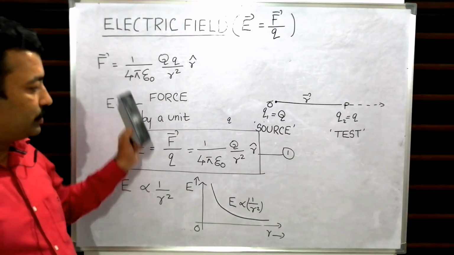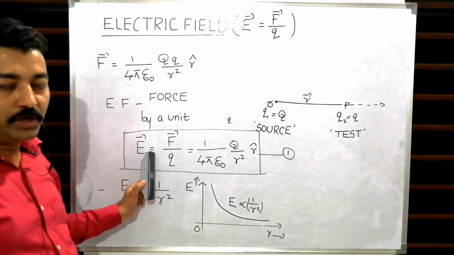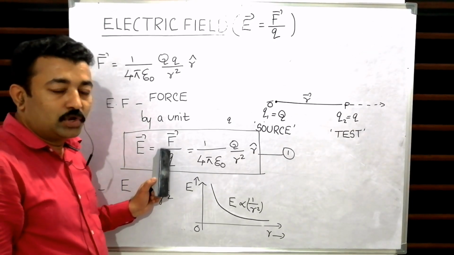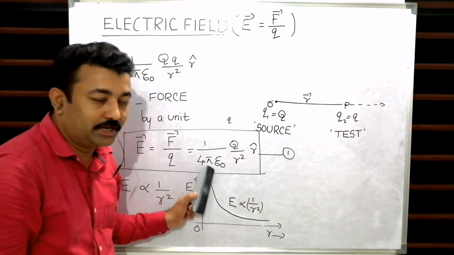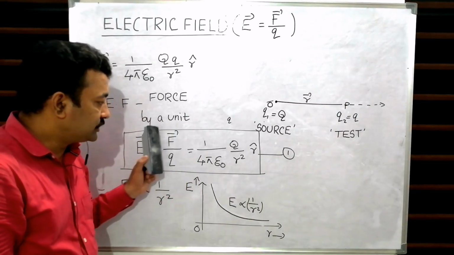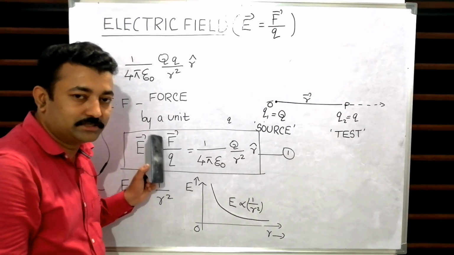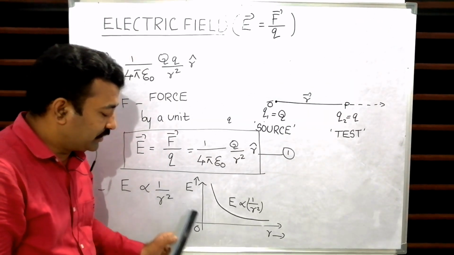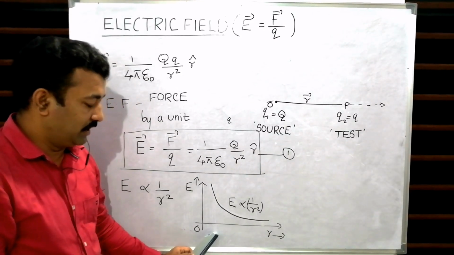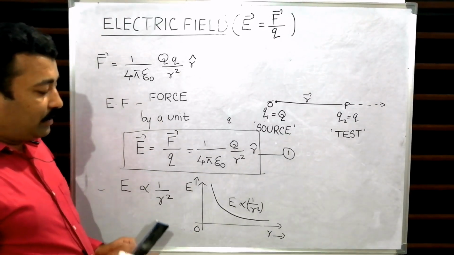So we have studied what is electric field due to a point charge. It's a force experienced by a unit positive charge when placed at a point. So electric field due to a point charge at a point is defined as force experienced by a unit charge placed at that point. And the shape of the graph is an inverse square relation. So this much we have learned from this concept.